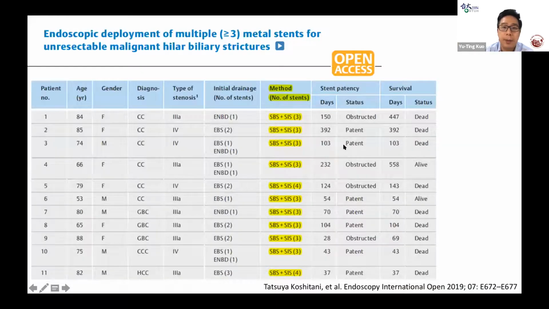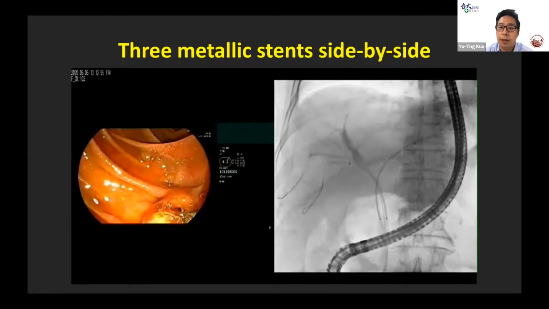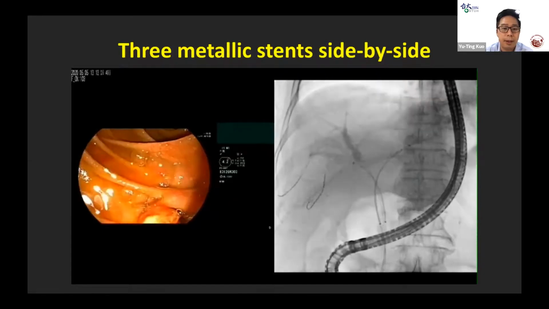So in these papers, they placed multiple stents to drain the obstructed biliary system, and in their limited cases, they found the outcome is pretty good. Early adverse events were 0, and only 30% had late complications. Okay. Because of the time limit, I will skip this video.